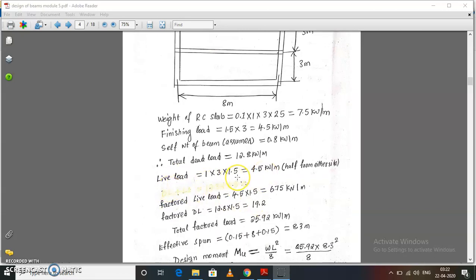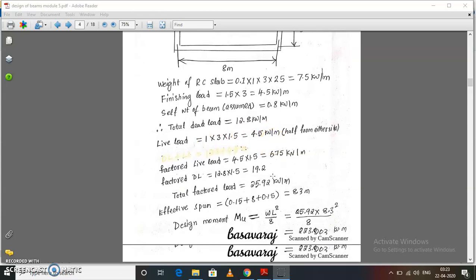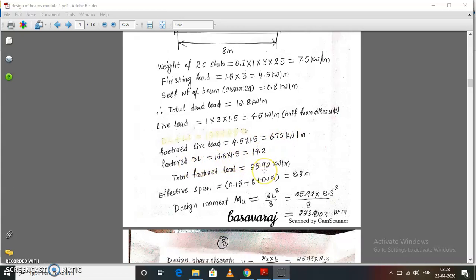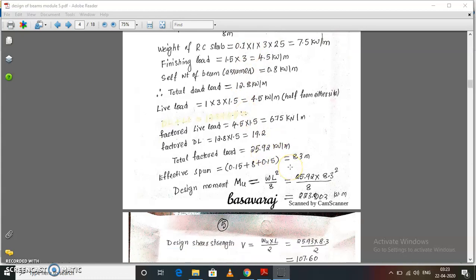Now, the live load is given as 1.5 kilonewton. Again, multiply for a breadth of 3 meter for a length of 1 meter, that works out to be 4.5 kilonewton per meter. So now factored live load is equal to 6.75 kilonewton and factored dead load equal to 19.2 kilonewton. So therefore the total factored load is 25.92 kilonewton per meter. You can directly take total dead load and total live load and multiply with the factor of safety to get this. So 25.92 kilonewton per meter.